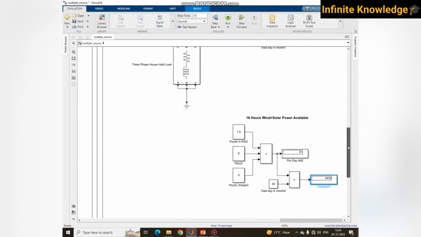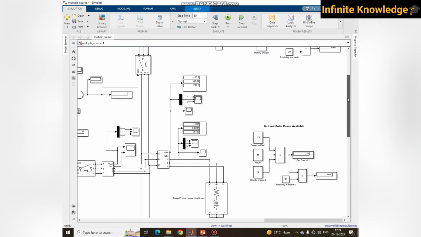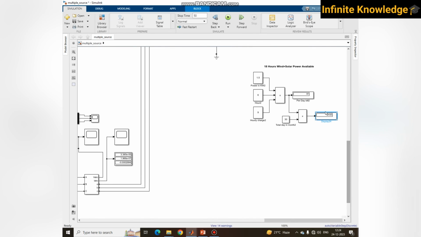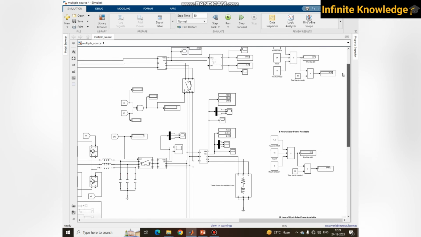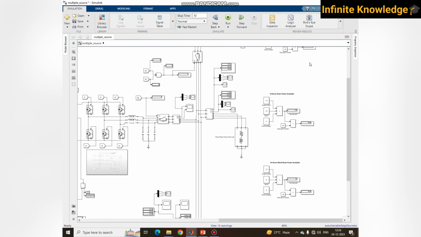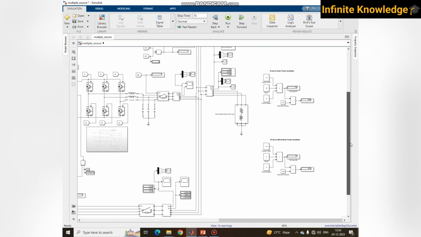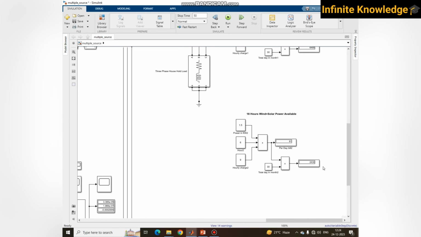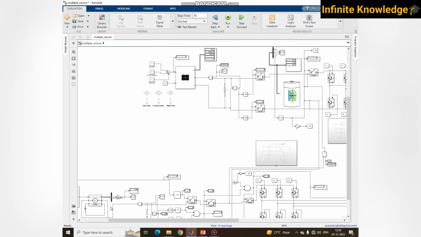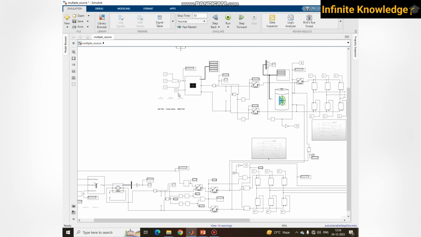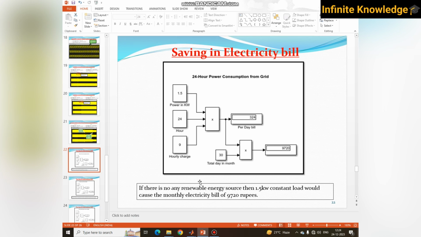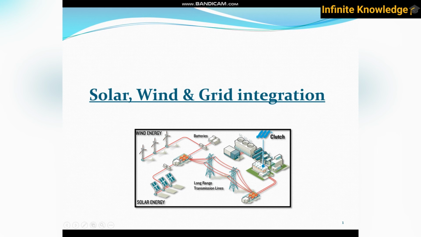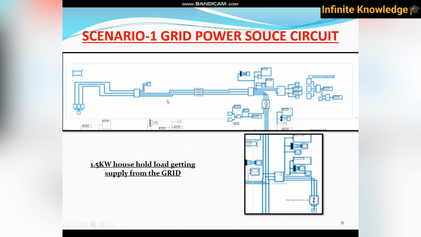So you can see here how the changes look. You can reduce your electricity bill from 10,000 to 2500. So you are reducing your electricity bill by 75 percent. Only 25 percent of your total bill you need to pay. You reduce your electricity bill by 75% by just implementing this concept, by implementing solar and wind parallelly to your grid. So this is mentioned here, saving in electricity bill.